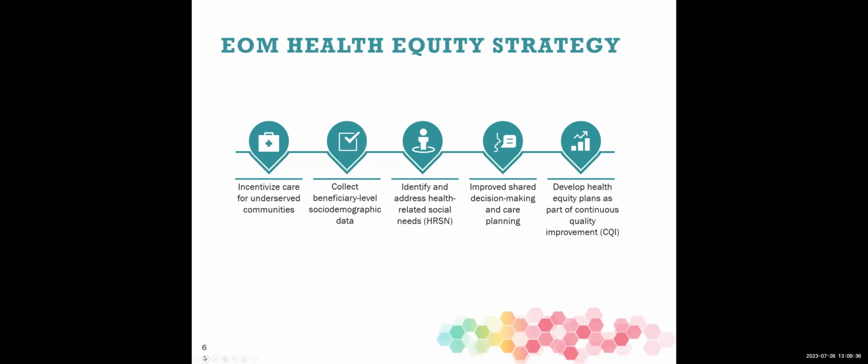The next item is identifying and addressing HRSNs, or health-related social needs. EOM participants will be required to use health-related social needs screening tools to screen for, at a minimum, 3 HRSN domains, so transportation, food insecurity, and housing instability. One of the EPROs, the electronic patient reported outcomes domains, is also HRSN, so that's how those two are connected together. Next item is improve shared decision-making and care planning. EOM participants will be required to develop a care plan with the patient, including discussion of prognosis and treatment goals, a plan for addressing psychosocial health needs, and estimated out-of-pocket costs.